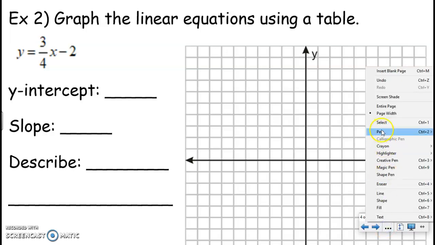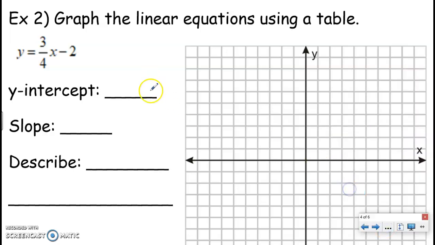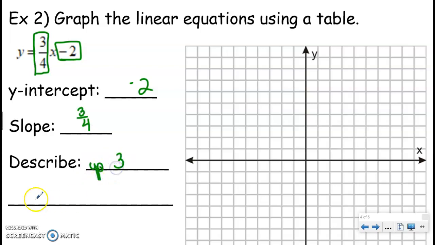Okay, in this, your y-intercept is going to be negative 2. It is the number that does not have the x attached to it. The slope is the number that is attached to the x. So we have 3/4. It is positive, so it's telling us we're going up 3 and right 4. Okay, so starting at negative 2, the y-intercept tells us what floor to start on. And then we are going to move from there. So slope tells us to go up 3 and over 4.